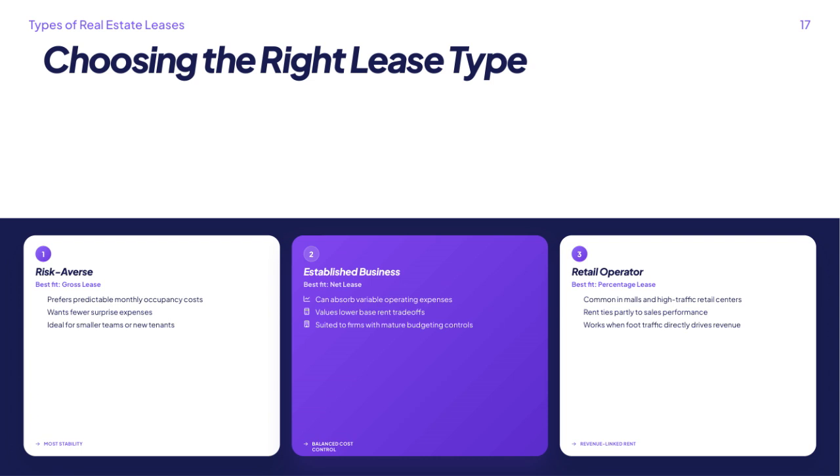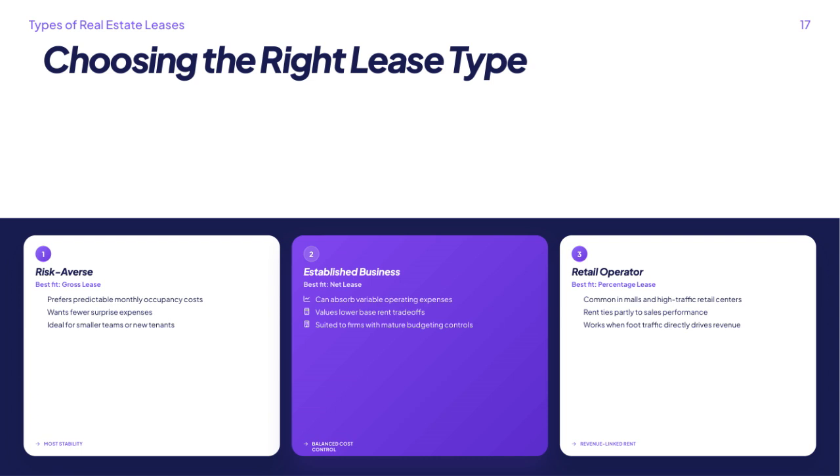On the other hand, established businesses may prefer a net lease. This lease type is suited for firms that can absorb variable operating expenses and have mature budgeting controls. While the base rent is lower, tenants take on more cost variability, giving them balanced cost control that can work well for companies with stable, predictable revenues.